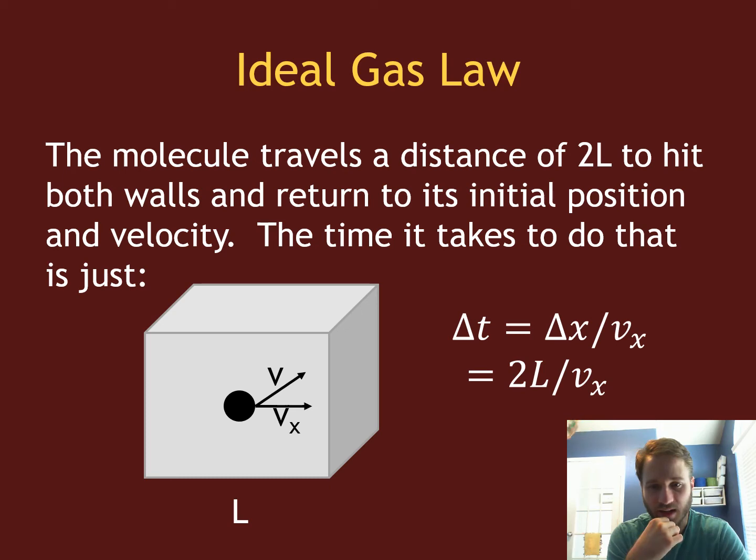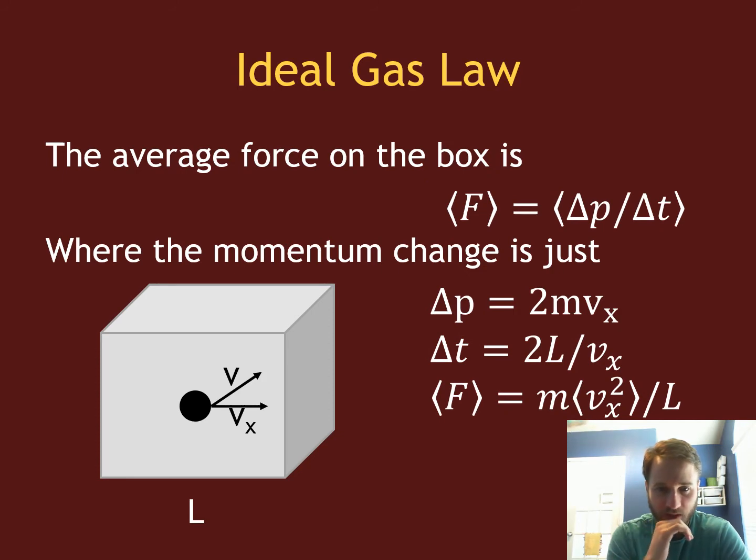So the time it takes for this to occur is just that change of distance divided by the velocity in that direction. Well, that change of distance is 2L, and the velocity is just v of x, whatever it is in the x direction, and that is the time it takes to traverse that distance for this molecule.